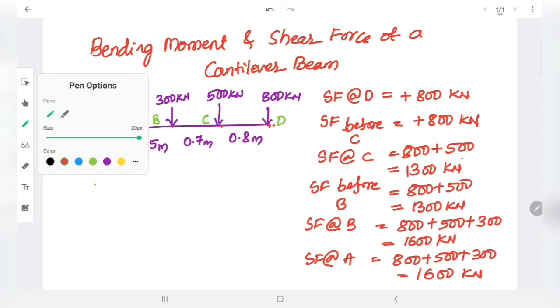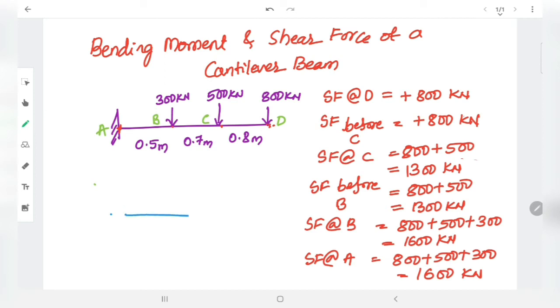Now here I will be drawing the shear force and bending moment diagram. First I will draw the shear force diagram. At point D it is how much? 800 kilonewton is there, so it is 800. Before that, at point C, again we got 800. At C we are getting 1300 kilonewton. So this is 1300.